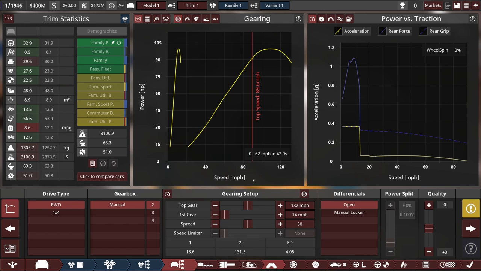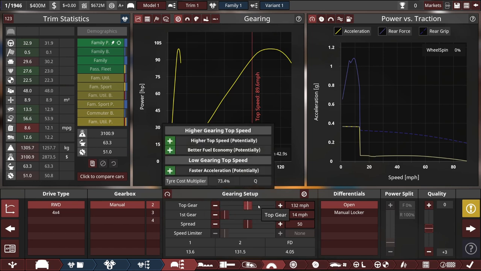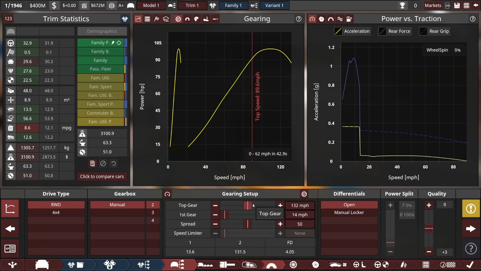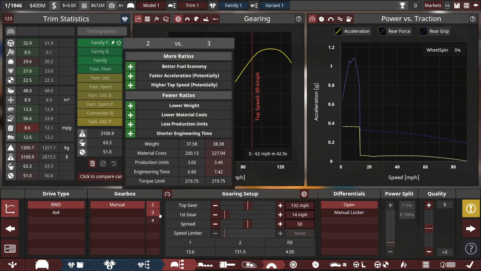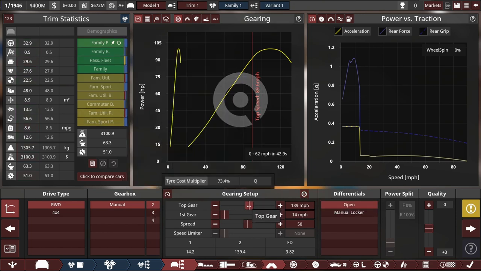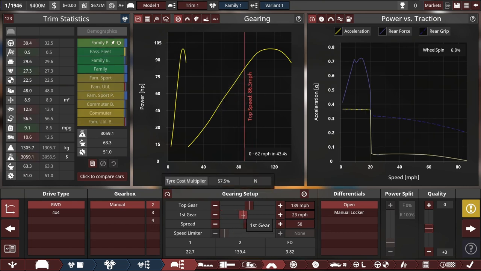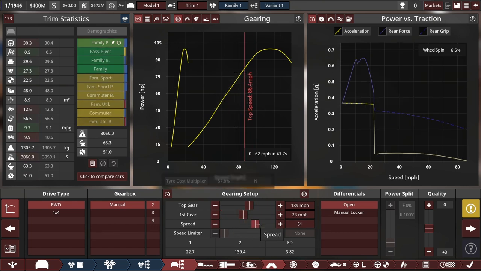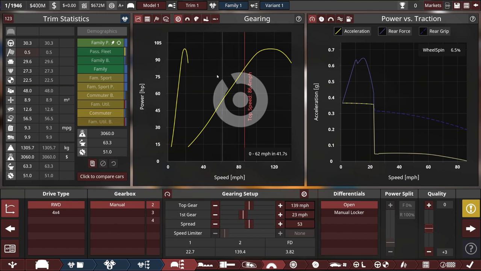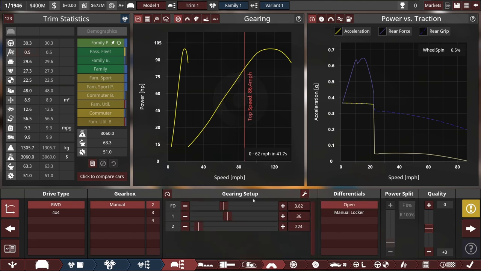And gearing. This starts off as a disaster. The gearing system's all new. You can either choose this setup where we have in between gears and use our first gear and top gear and estimate the gears in between, which in this case we have 2 gears. Or we have the advanced setup where we can choose a final drive and individual gear ratios.